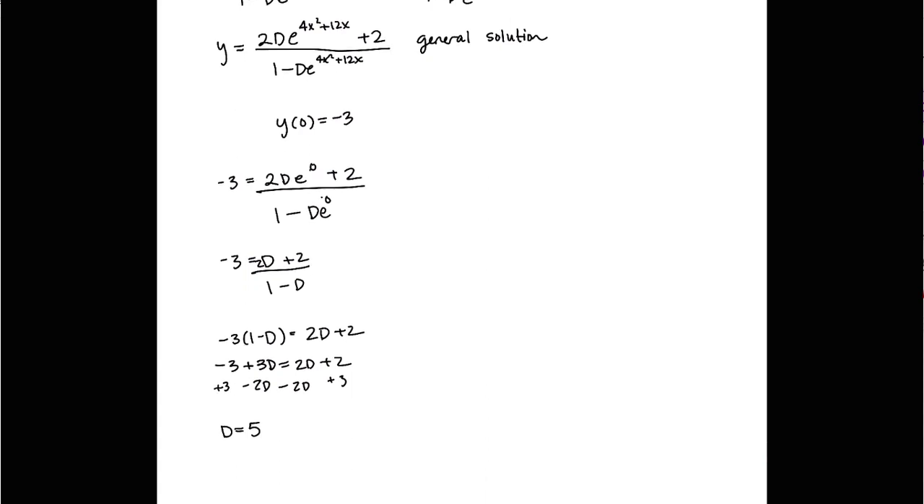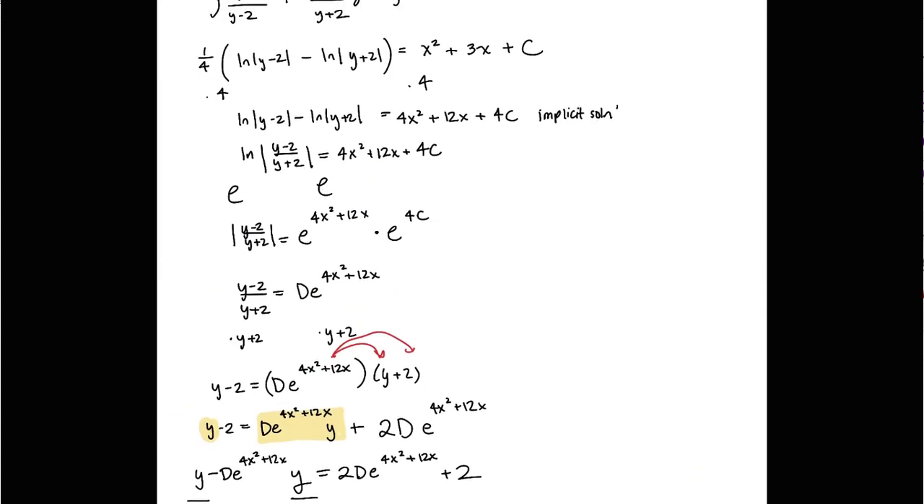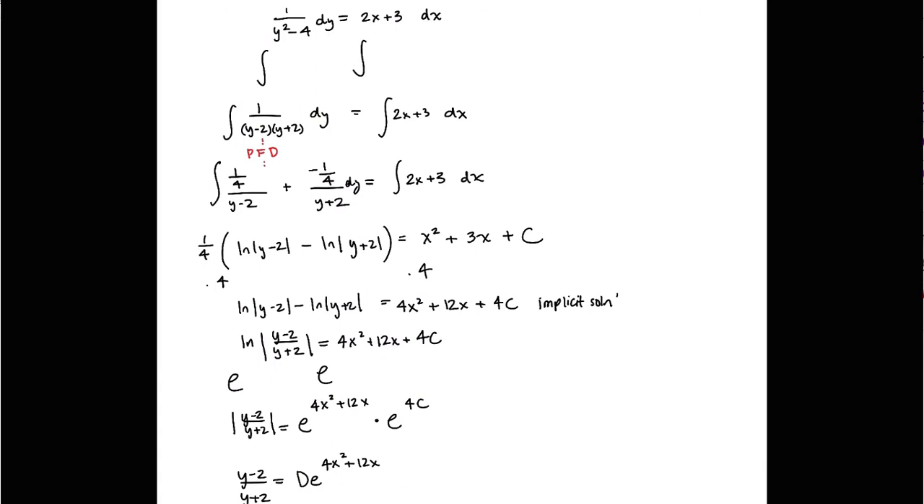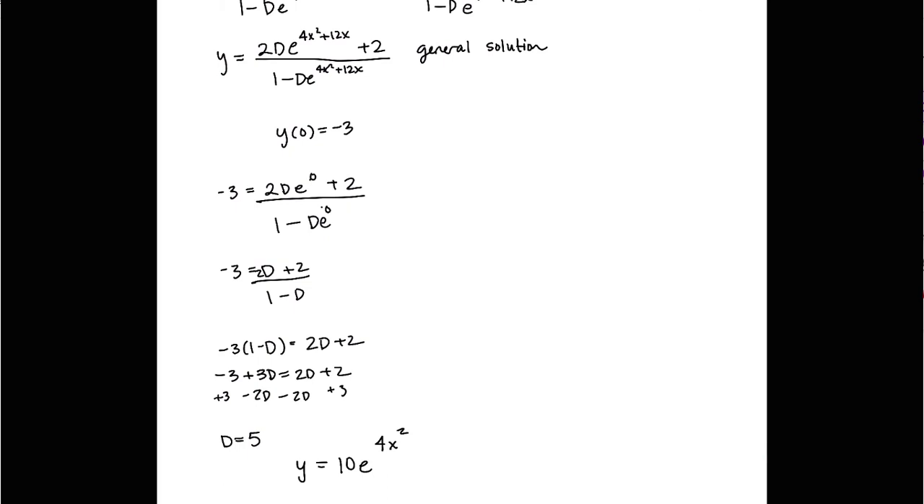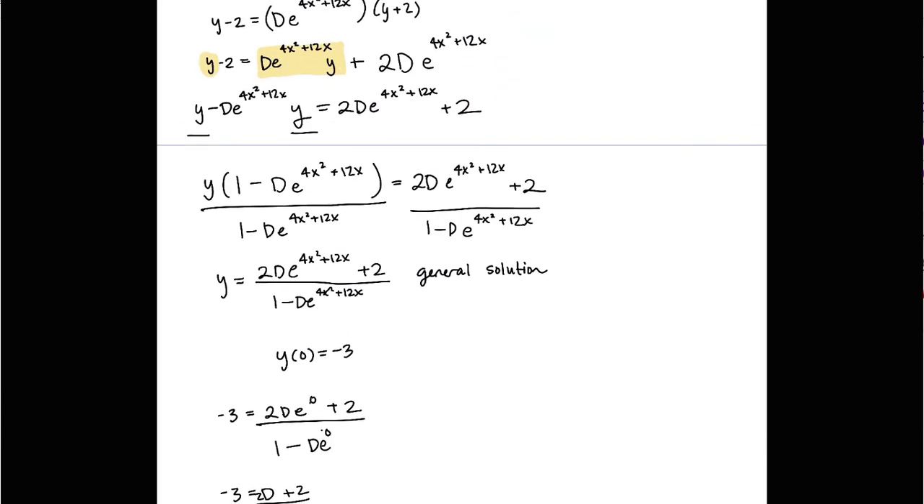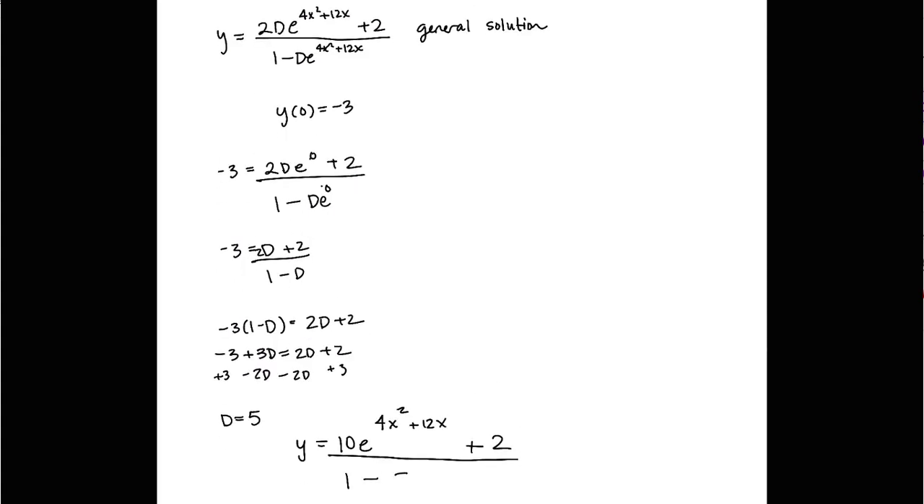So substituting that into our solution, we get y equals 10e to the 4x squared plus 12x plus 2 all over 1 minus, d was 5, 5e to the 4x squared plus 12x.